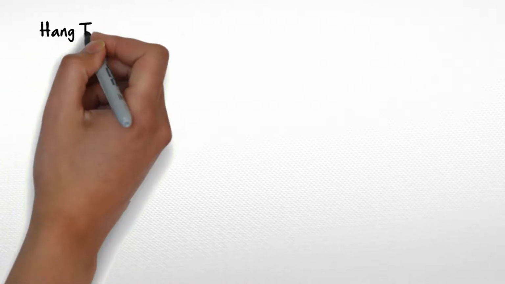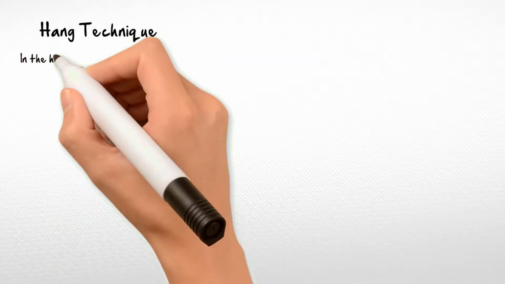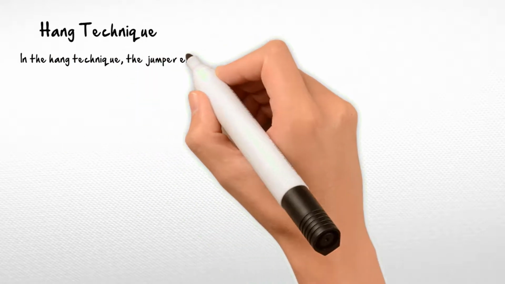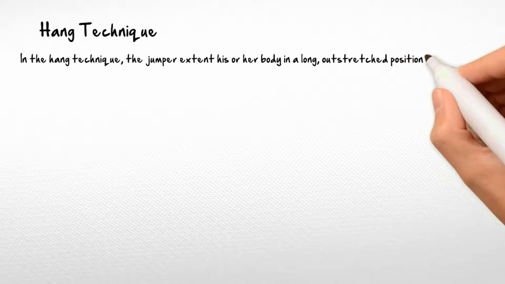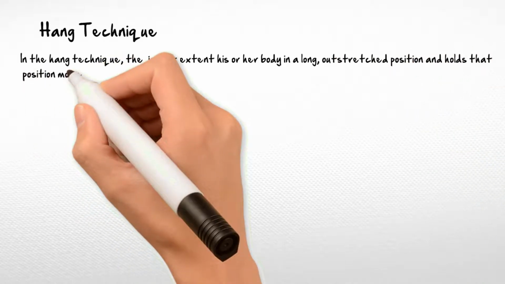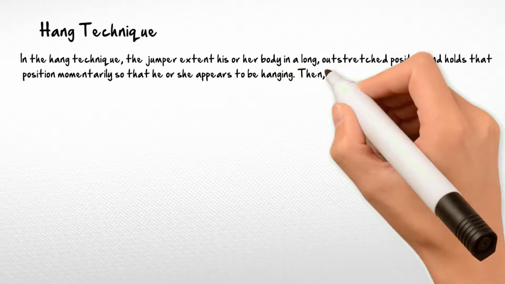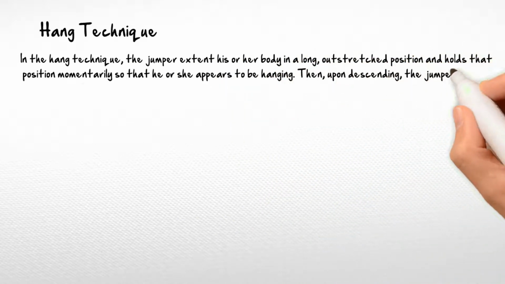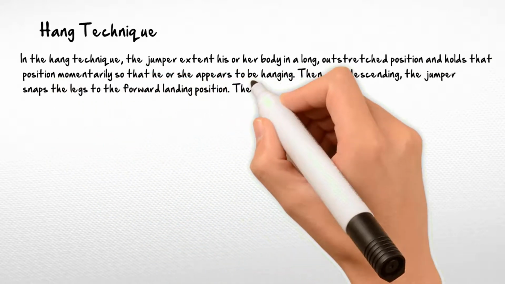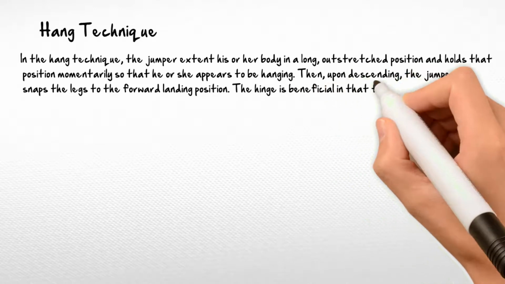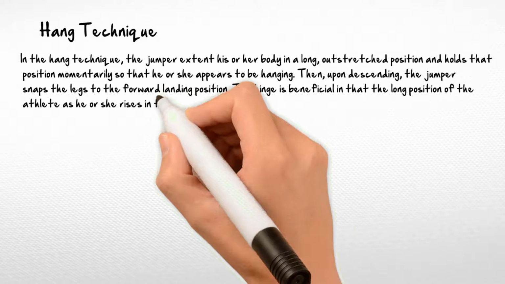Hang technique. In the hang technique, the jumper extends his or her body in a long outstretched position and holds that position momentarily so that he or she appears to be hanging. Then upon descending, the jumper snaps the legs to the forward landing position. The hang is beneficial in that the long position of the athlete in the air retards the tendency to stumble forward and lose extension.